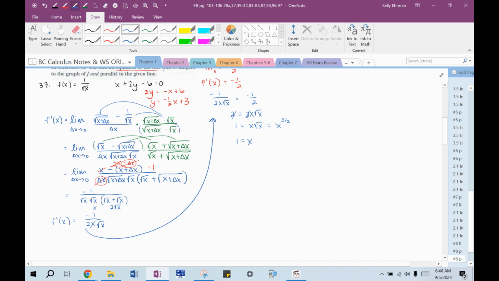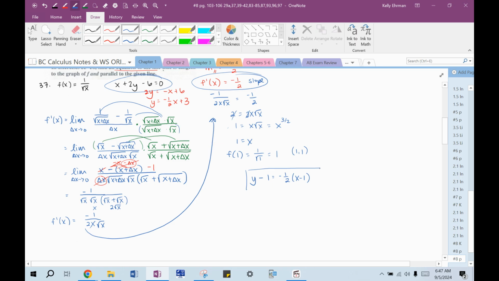All right. So then what is my point? I had the slope to begin with for the line. The point, the x coordinate's 1. What is f of 1? 1 over square root of 1 is 1. So the point of tangency is (1, 1). So finally, the tangent line that's parallel to this line and tangent to this graph is y minus 1 equals negative 1/2 (x minus 1).